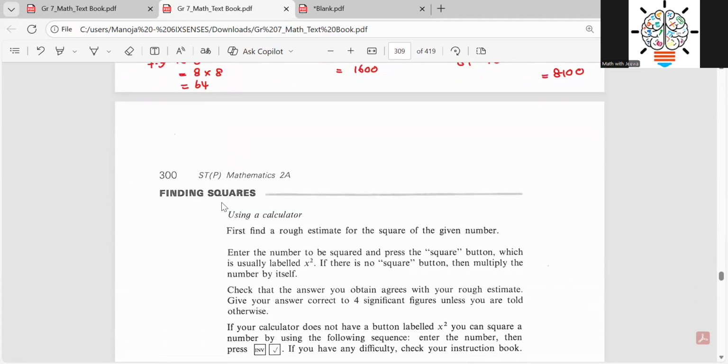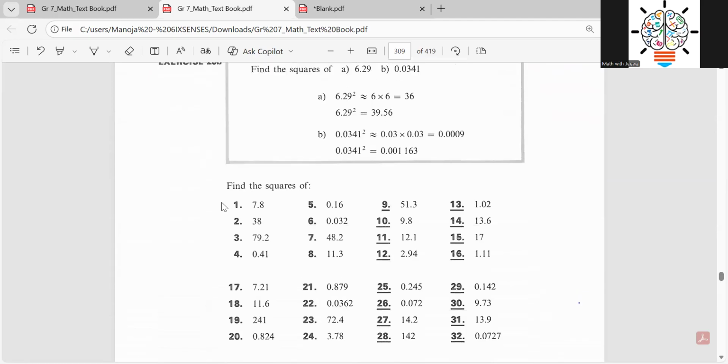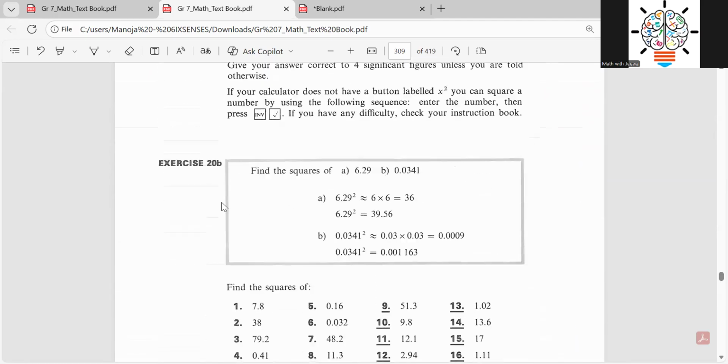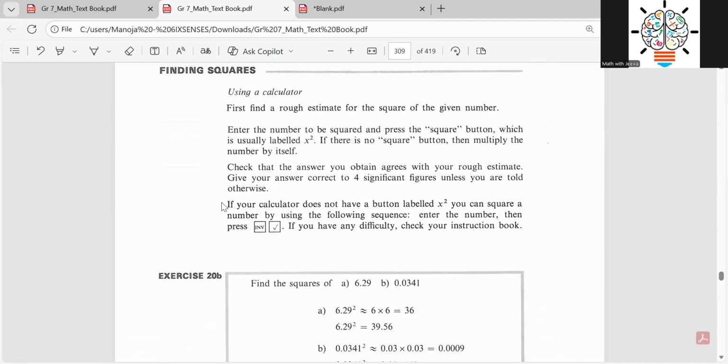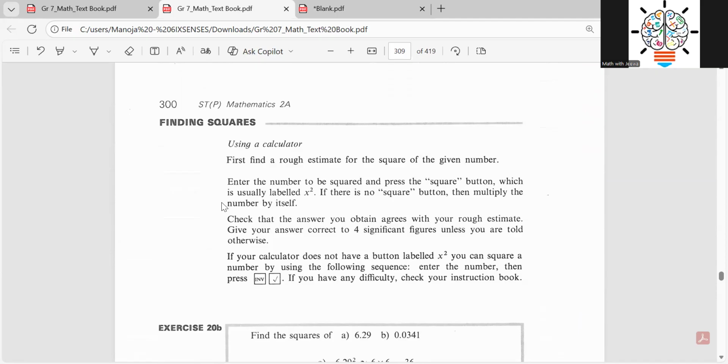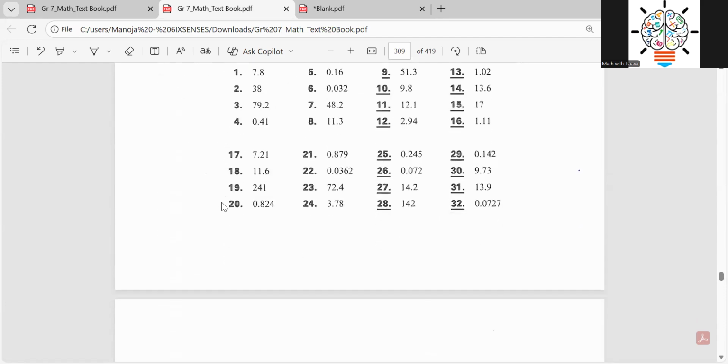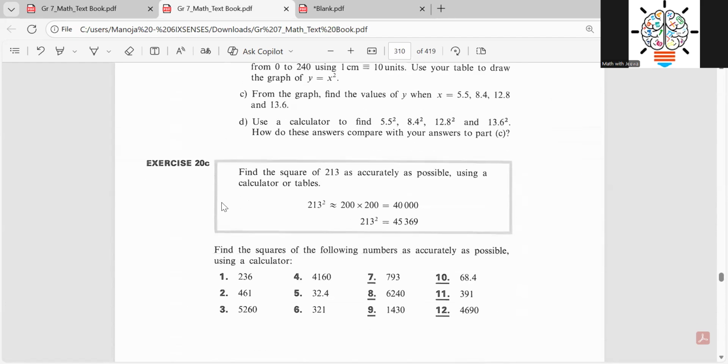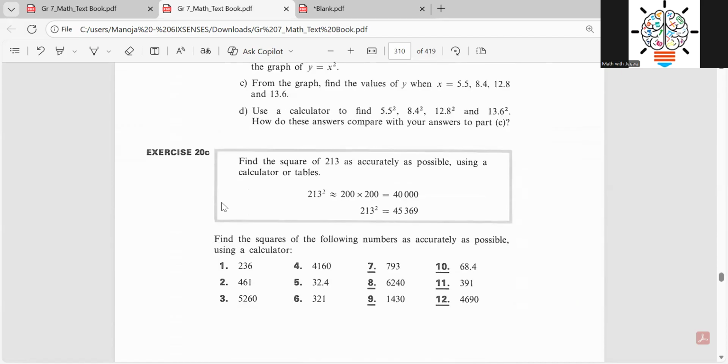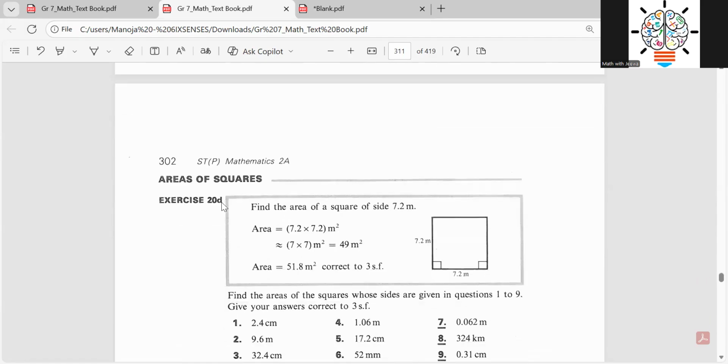And then we will move to finding the square. Again, these are calculator mode questions, using the calculator, which you don't need to worry about, because this book is from the UK, and students from the UK can use the calculators in the classrooms, but you are not allowed to use them. Therefore, no need to worry about this part. It won't be tested. So then this one, find the square of 213 as accurately as possible using the calculator tables. Again, that is a calculator mode question. Therefore, you don't need to worry.